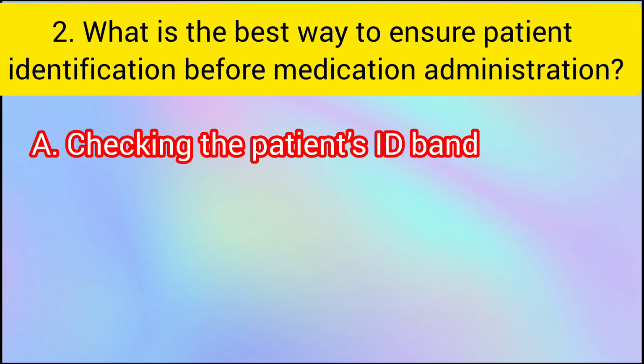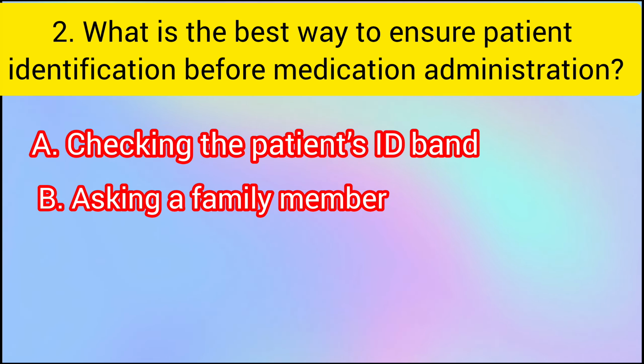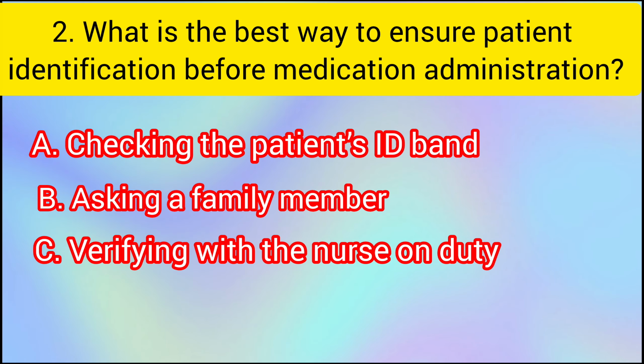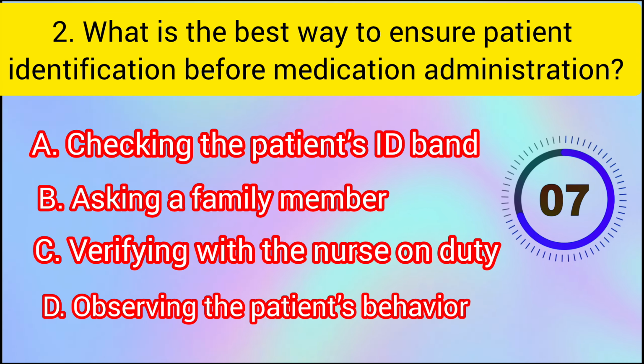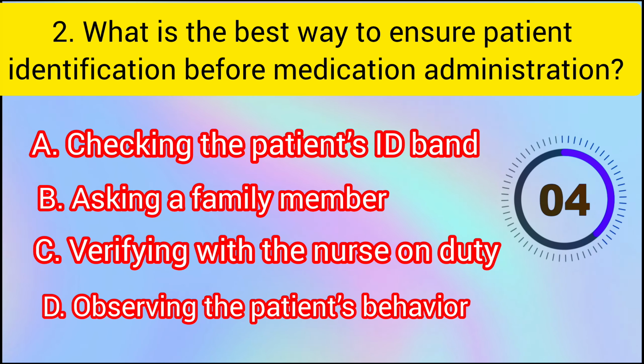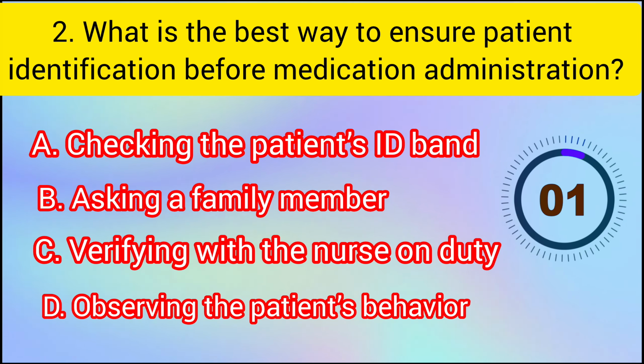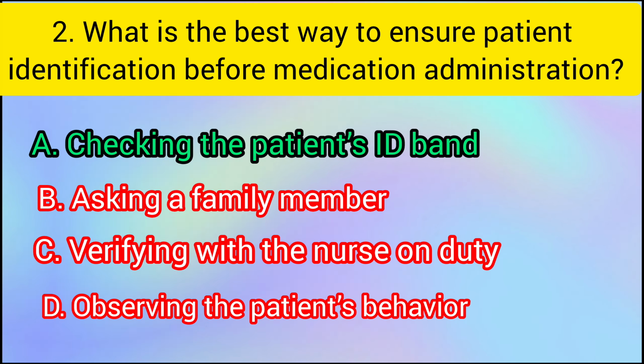2. What is the best way to ensure patient identification before medication administration? A. Checking the patient's ID band. B. Asking a family member. C. Verifying with the nurse on duty. D. Observing the patient's behavior. Answer: A. Checking the patient's ID band.